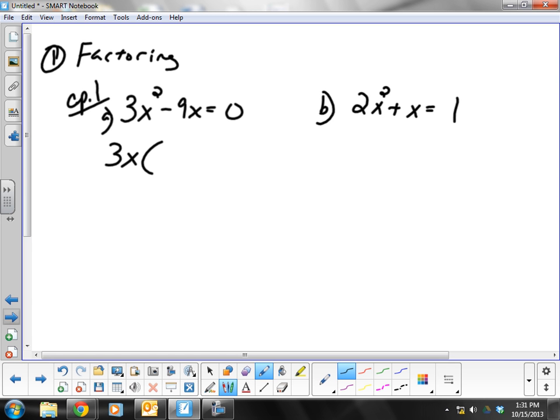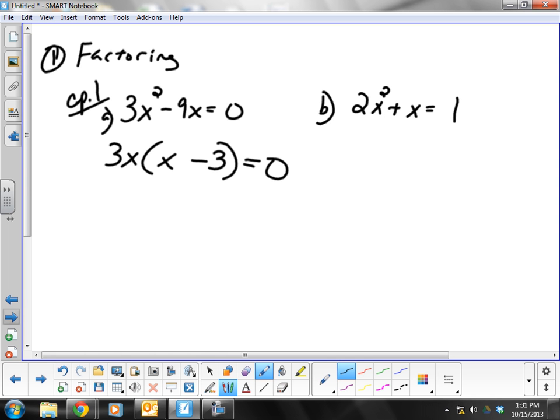Now when you factor something out, what you're doing is you're dividing it. You're doing the distributive property in reverse. So we pulled the 3x outside the parentheses. Now left inside the parentheses is whatever I would have to multiply 3x by to get 3x squared. Just an x and a minus 3. Because if I divide negative 9x by 3x, I get left with negative 3.